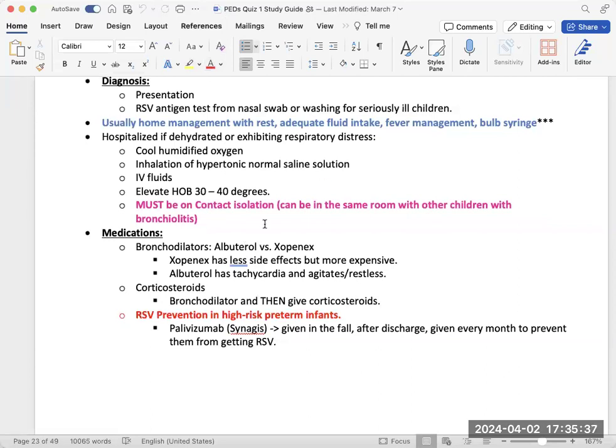So basically, they'll use the bulb syringe to remove any excess secretions. Because remember, we're talking about a very young baby in the 6 month area. It's not as easy for them to excrete their mucus. So we might use a bulb syringe to suction or remove it if there's a lot of mucus in their nose or their mouth or whatever, right?